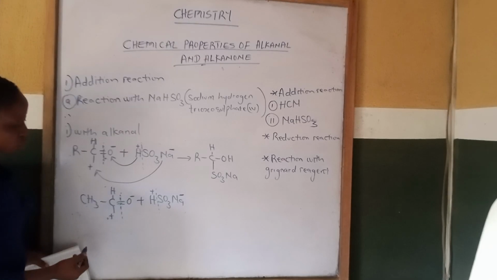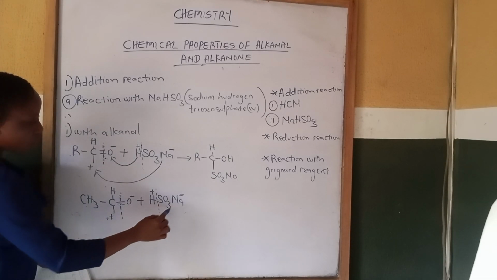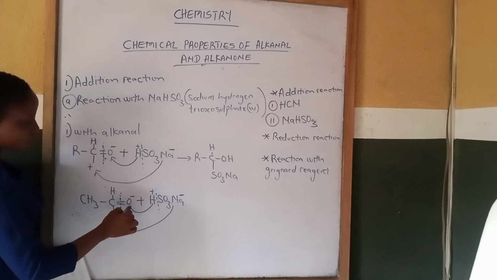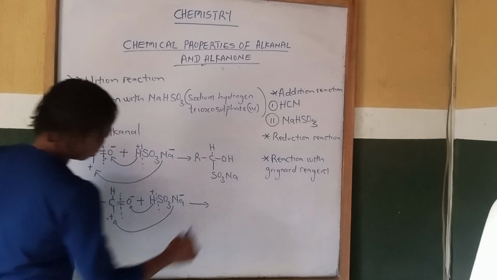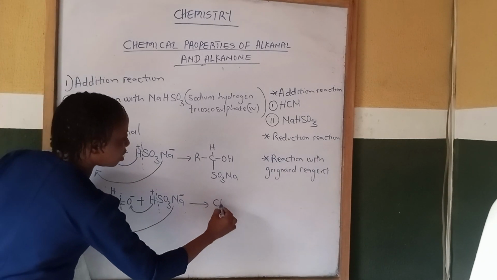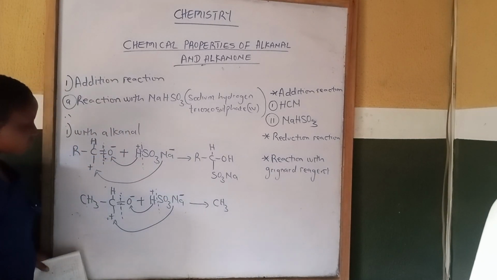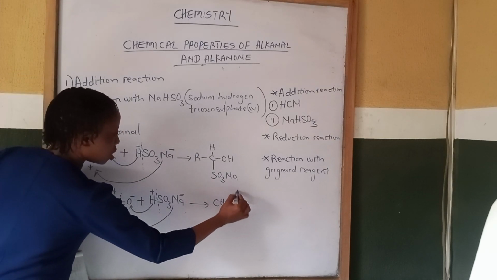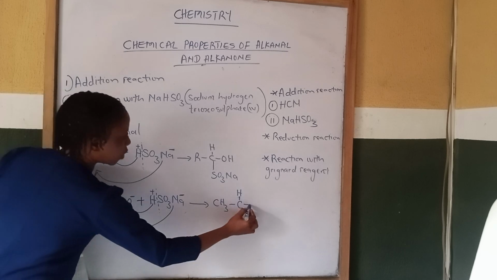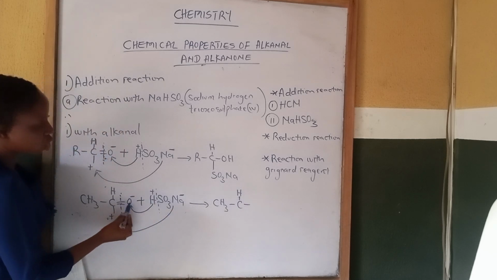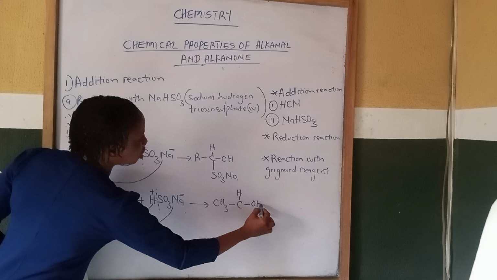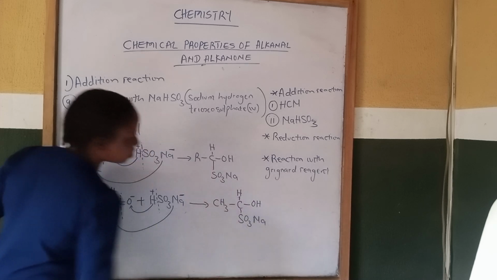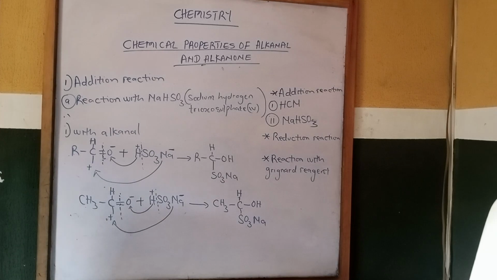Then the other side will be positive. So the positive will combine with the negative. Then the hydrogen will combine with oxygen negative to give us our product. So let's see our product formed now. CH3, CH, then the hydrogen combined with oxygen to give us OH, then SO3Na. So let's name the product formed.